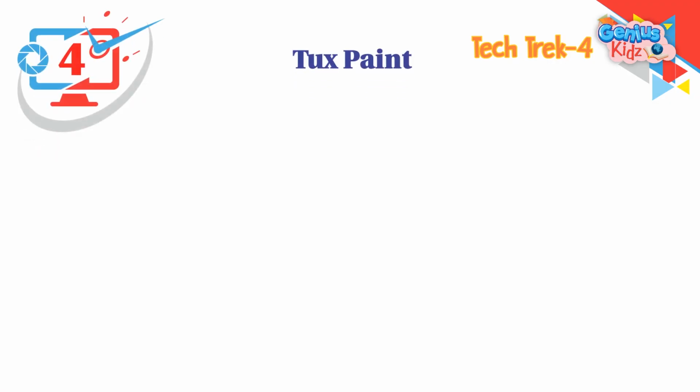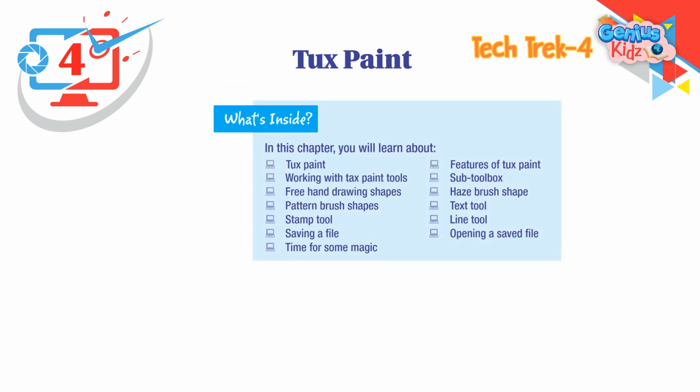Chapter 4, Tux Paint. What's inside? In this chapter, you will learn about Tux Paint, features of Tux Paint, working with Tux Paint tools, subtoolbox, freehand drawing shapes, hatch brush shape, pattern brush shapes, text tool, stamp tool, line tool, saving a file, opening a saved file. Time for some magic.